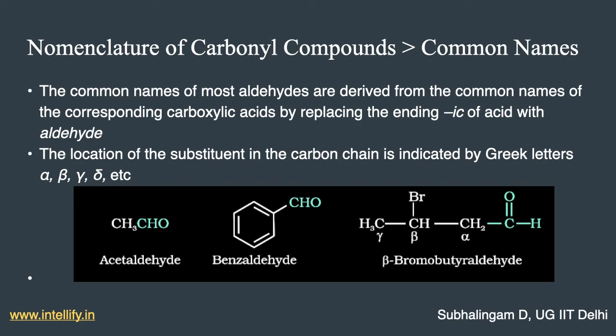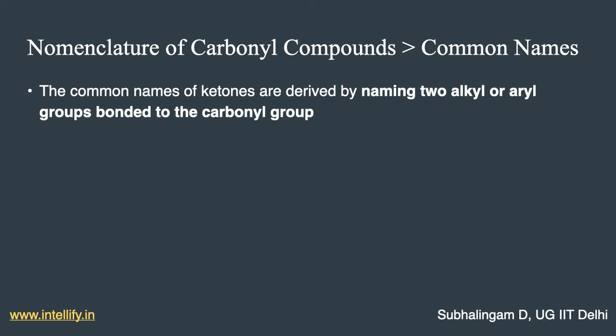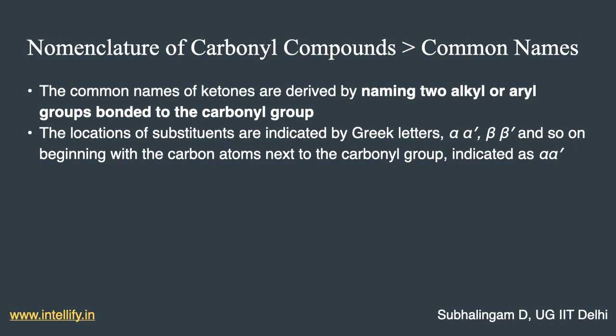So we have acetaldehyde in the first, that is CH3CHO, then benzaldehyde, and in the third compound notice beta bromo. Why beta? Because the bromo is attached to the second carbon from the CHO group. So let's move on. The common names of ketones are derived by naming the two alkyl or aryl groups bonded to the carbonyl group. The locations of substituents are indicated by Greek letters like alpha alpha', beta beta', and so on, beginning with the carbon atom next to the carbonyl group.